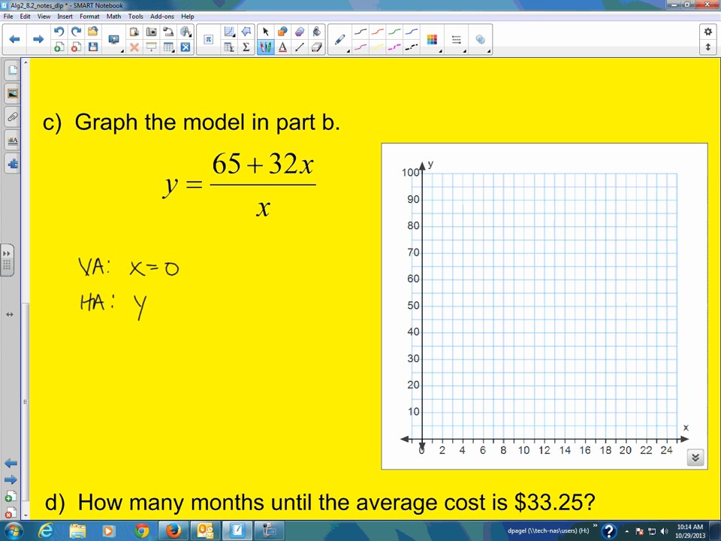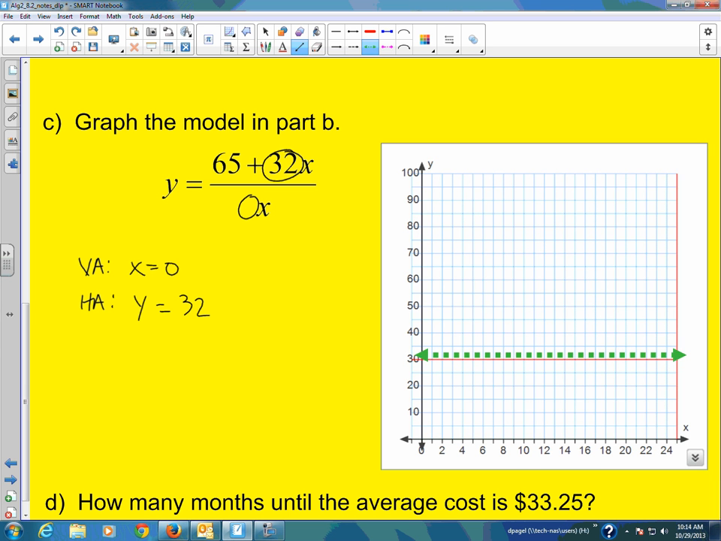So our horizontal asymptote, we look at the degree of the function in the numerator, which is a linear 1. The degree of the function in the denominator is also 1. So that means I'm able to take the coefficients of the numerator and of the denominator. So I get 32 would be my horizontal asymptote for this thing. So we put in our horizontal asymptotes. We're going to just eyeball it here. Say it's right around there. We know our vertical asymptote is right down the axis line here.